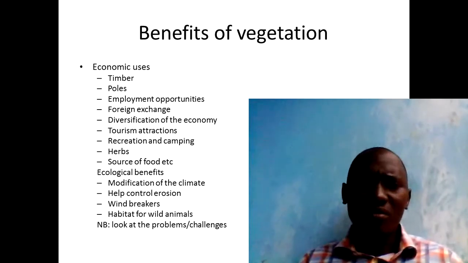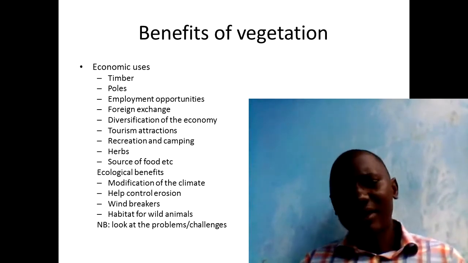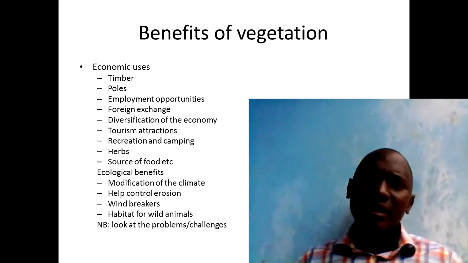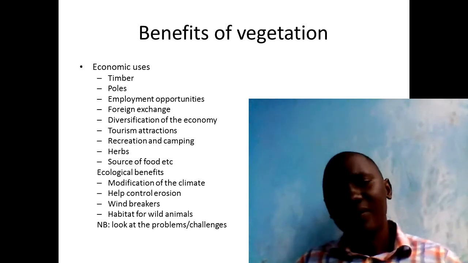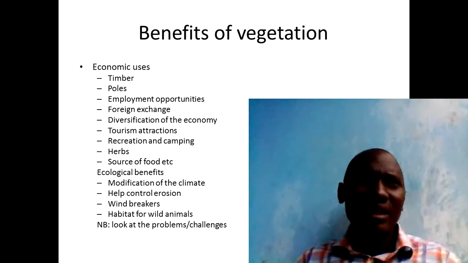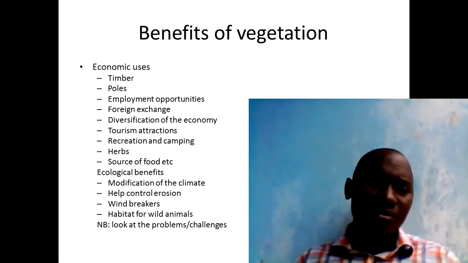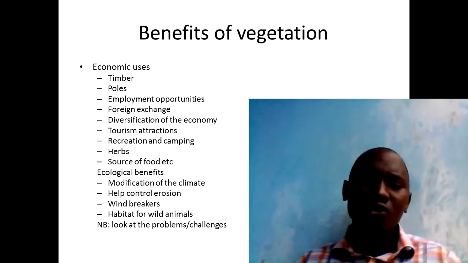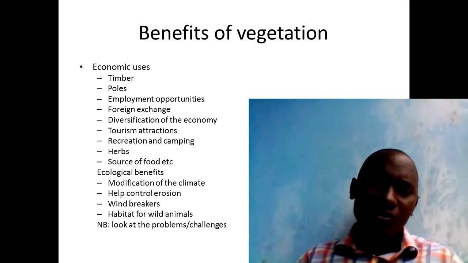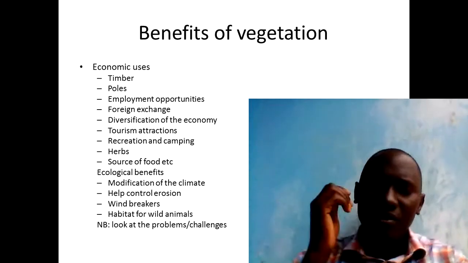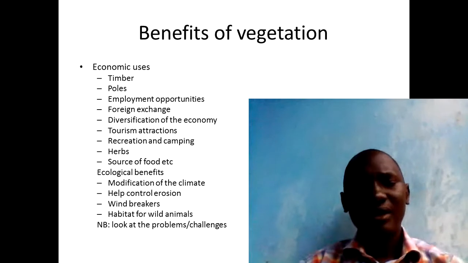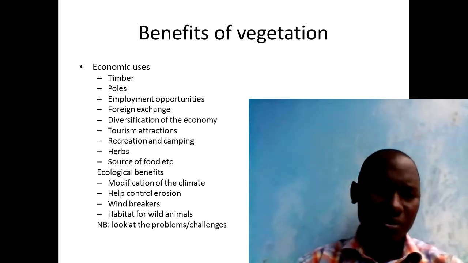These days they are very common on the streets of Kampala. But they are just harvested in the wilderness. Some people grow them, but basically they are wild plants. So we have such a source of food. We have these tubers which we eat, the yams that we harvest from these areas, from the wilderness. So they are a source of food.